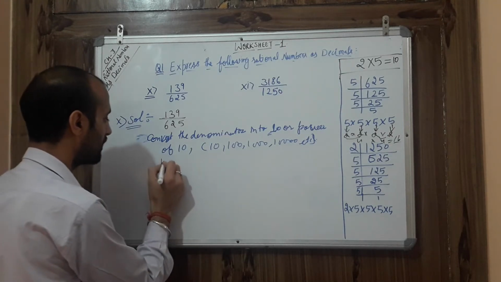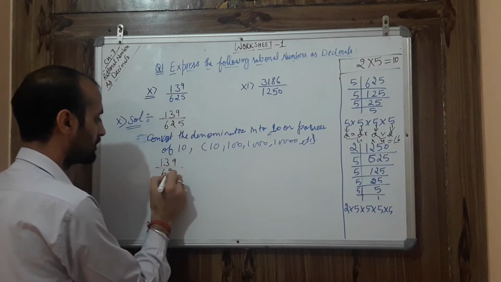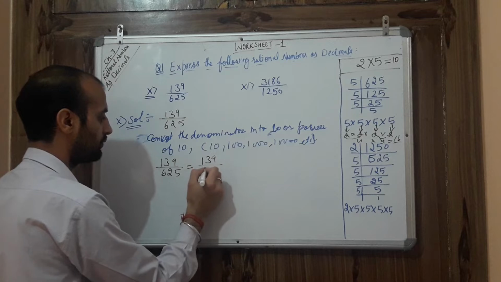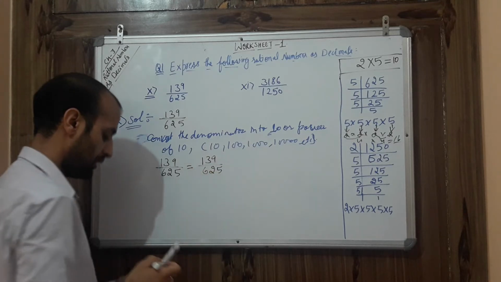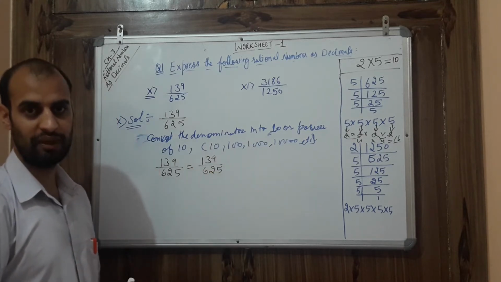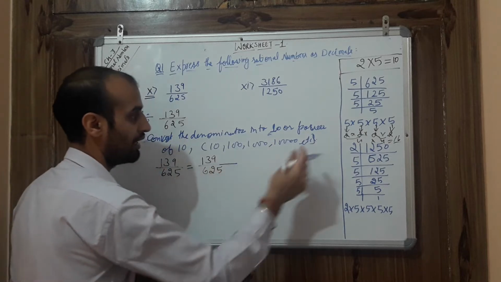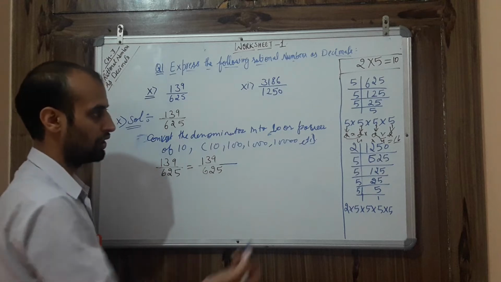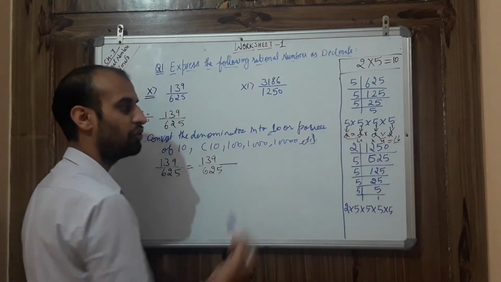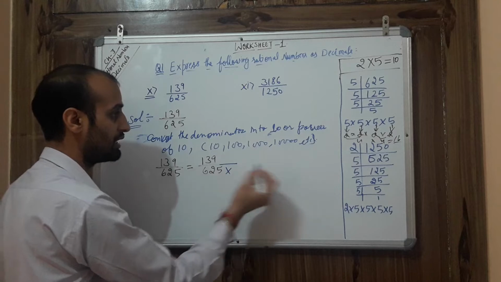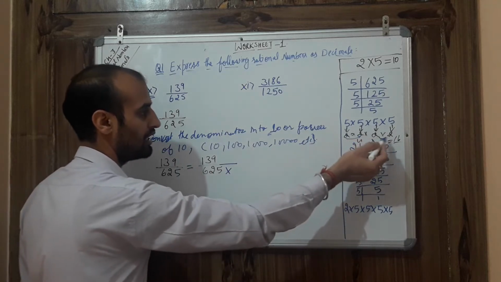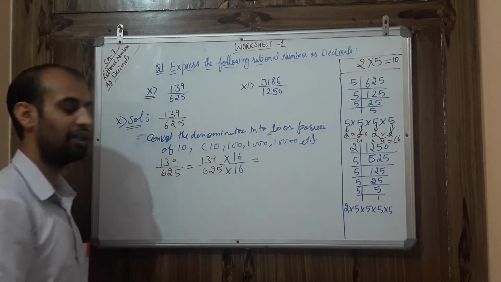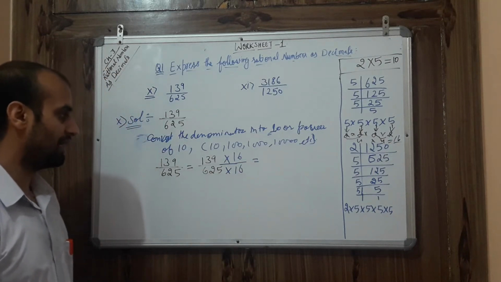The number required we have calculated: 139 upon 625 is equal to 139 upon 625 times what? What number should we multiply? That is very important. We have calculated here, all factors are 5, so we need 2 each time. So 1, 2, 3, 4 times 2 is required. So 2 twos are 4, 4 twos are 8, it is 16. So 16 is the required number to convert the denominator to a base of 10.